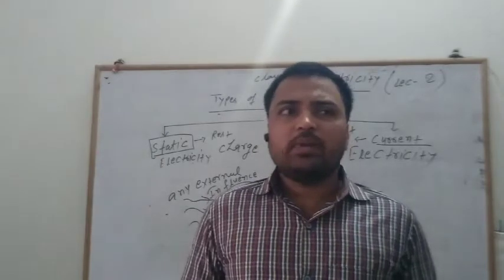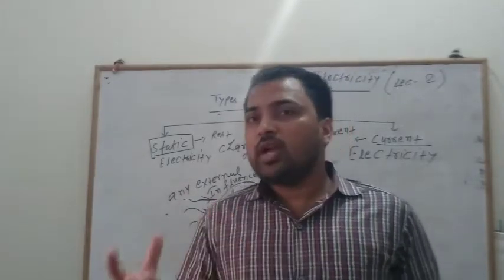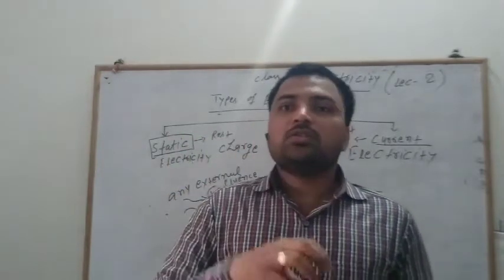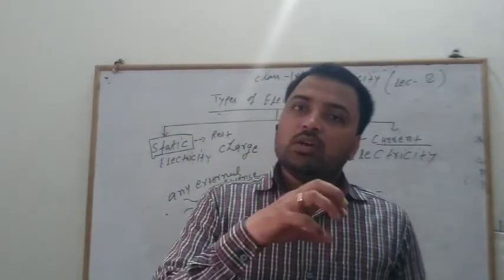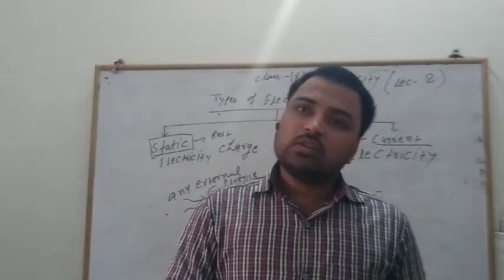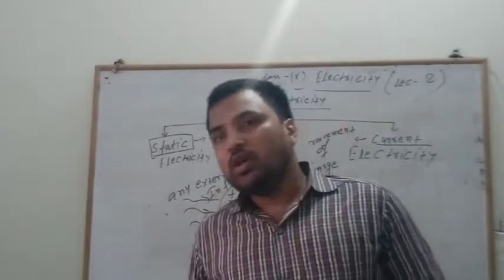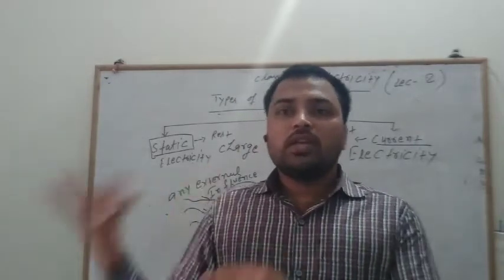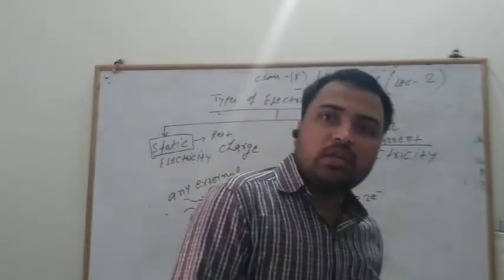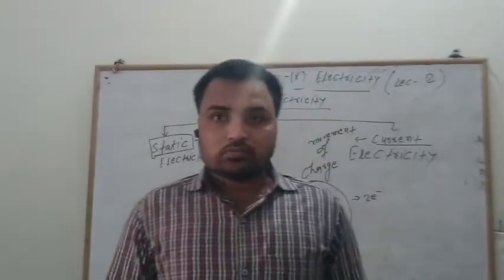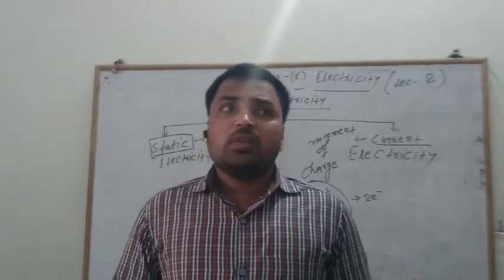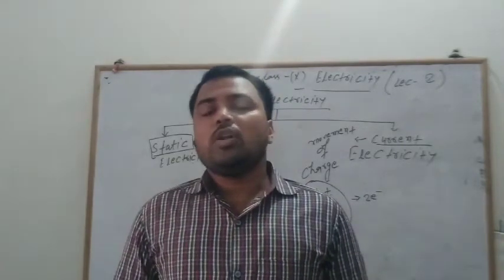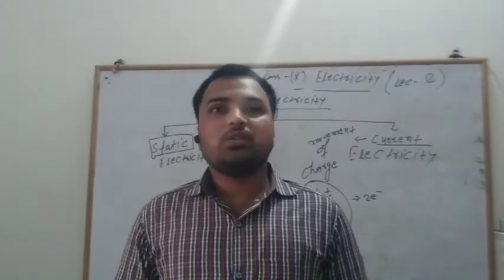There are lots of examples. When the ebonite rod is rubbed with the woolen cloth, some electrons will come from the woolen cloth and go to the ebonite rod. So in this way, the ebonite rod will become negatively charged, and the woolen cloth will become positively charged. And here we can also explain the properties of charge.